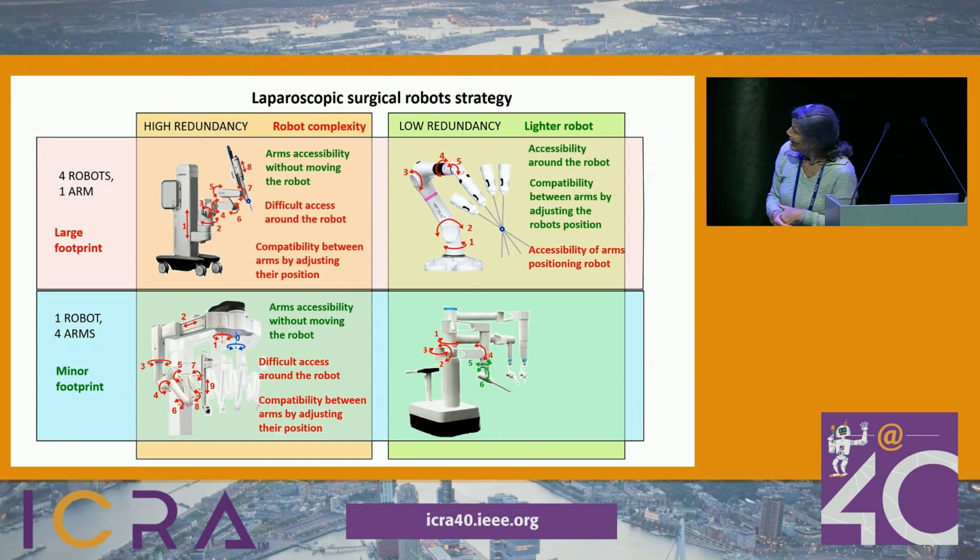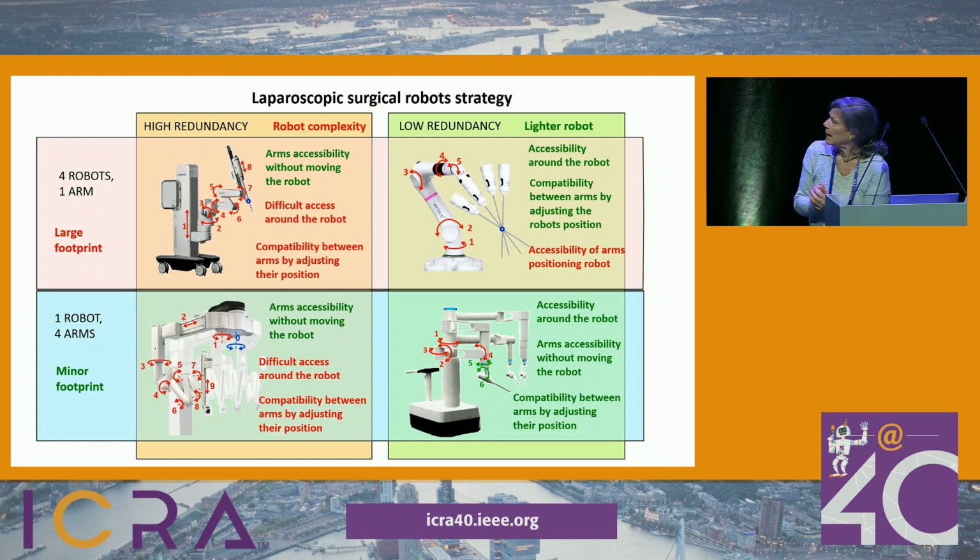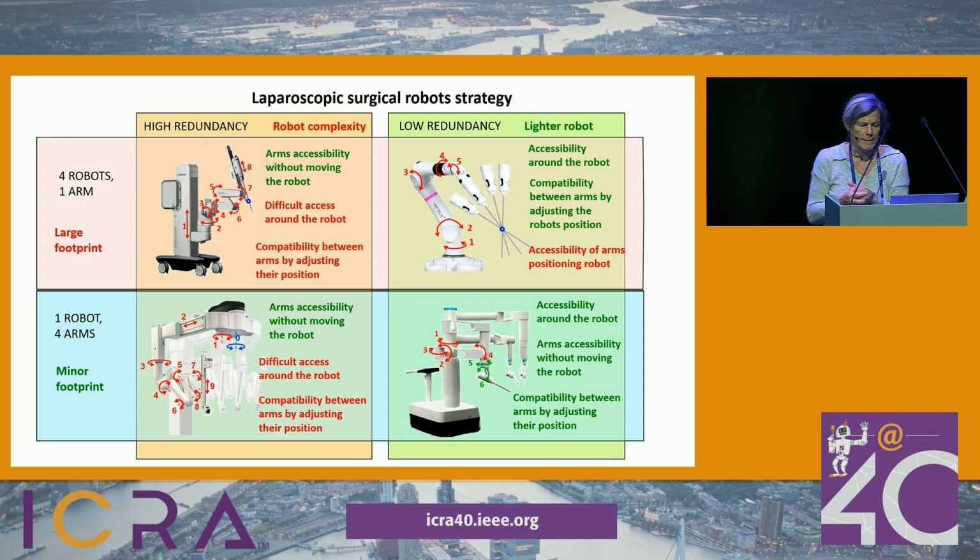The second kind of robots also has the same characteristics due to the high number of degrees of freedom and its size, while this other one is light and allows easier accessibility and going inside the patient, and arms accessibility. But this depends on the physical robot architecture. This has been the challenge to deal with these aspects.